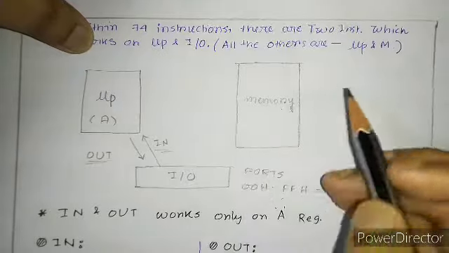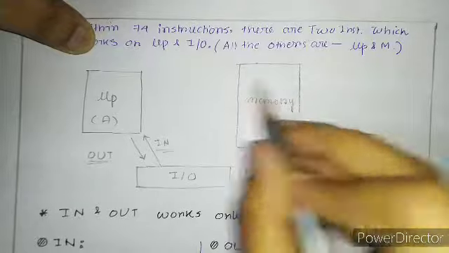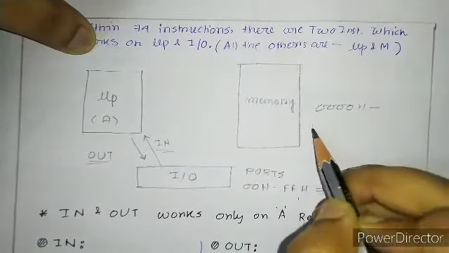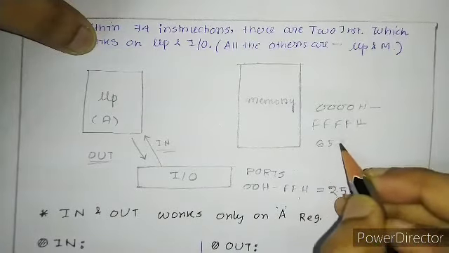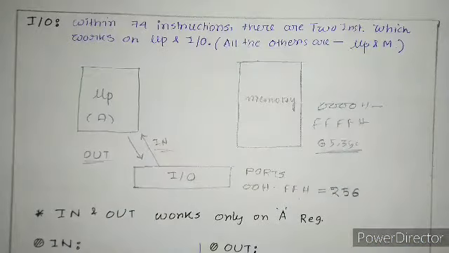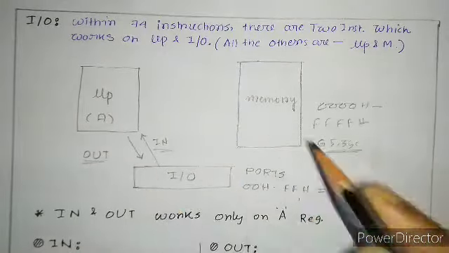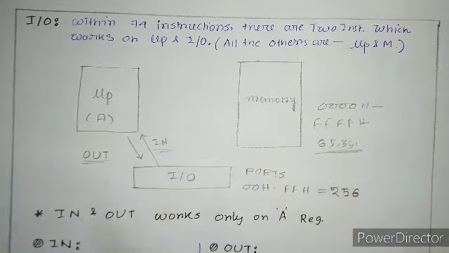In memory, we know that there are 16-bit addresses. So it's 0000H to FFFFH. So there are a total of 65,536. I don't really recall the exact number, sorry for that. So we know that there are that many addresses. So we can store data and get data from this memory, and we can perform certain operations on that. But how does IO work?